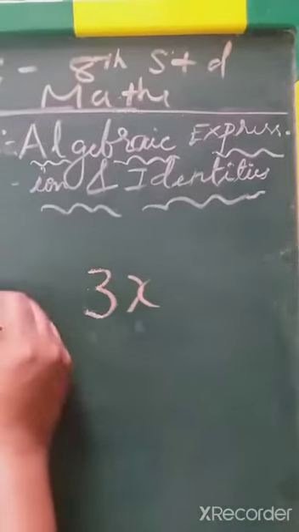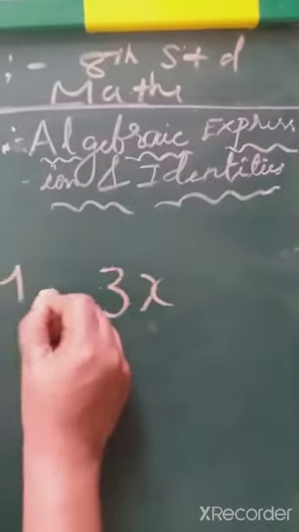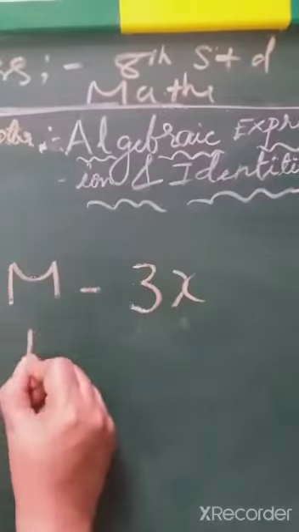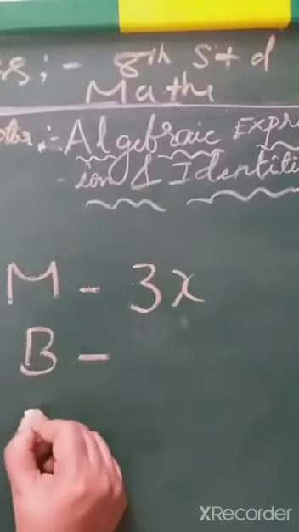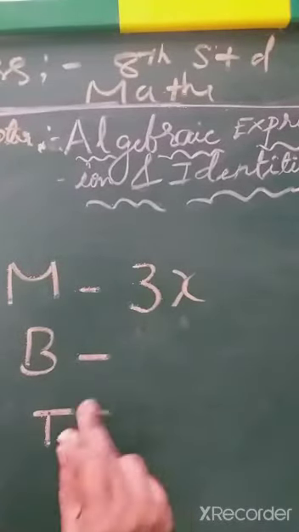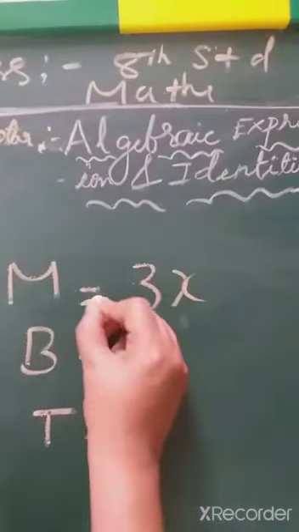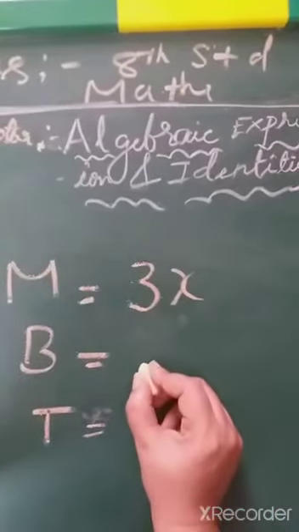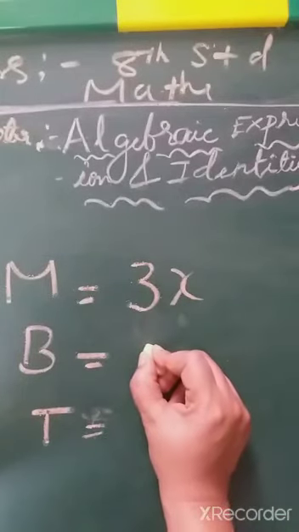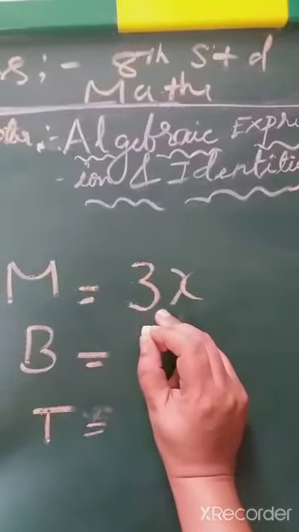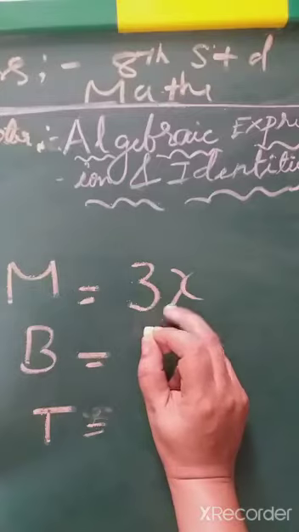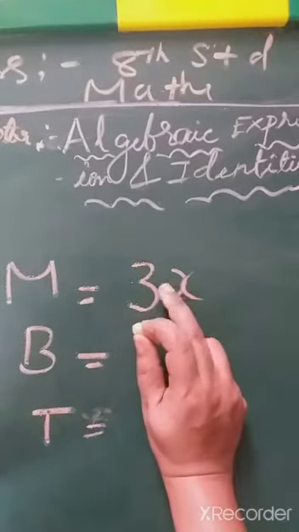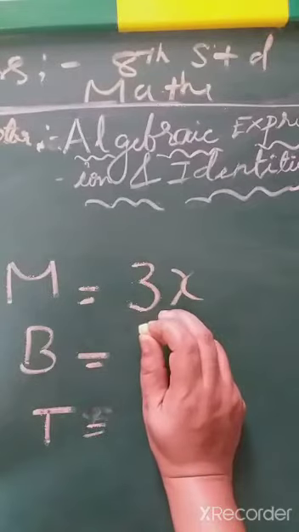In that we know that it is divided into three parts. One is monomial, then binomial and trinomial. Monomial 3x means single term. Binomial means two terms. How? Here monomial 3x, this is monomial because in between 3 and x no symbol is given, so this is monomial.